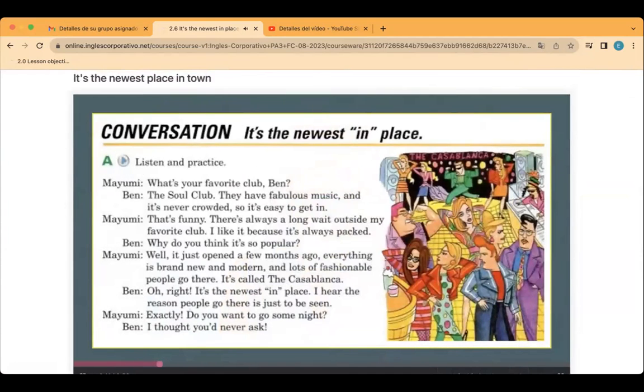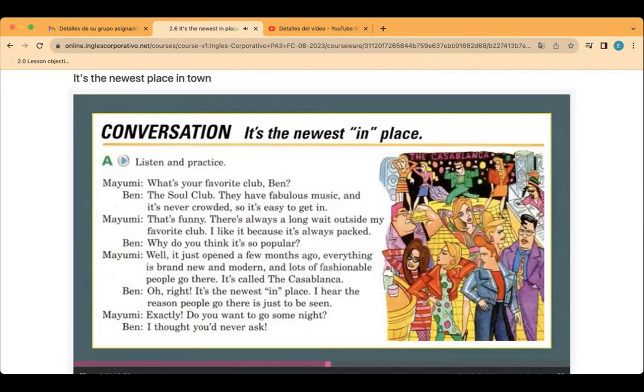What's your favorite club, Ben? The Soul Club. They have fabulous music, and it's never crowded, so it's easy to get in. That's funny. There's always a long wait outside my favorite club. I like it because it's always packed. Why do you think it's so popular? Well, it just opened a few months ago.